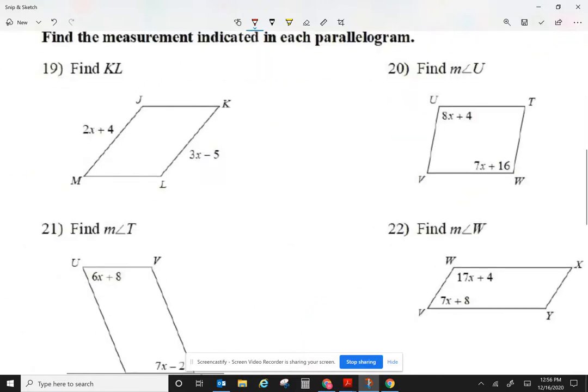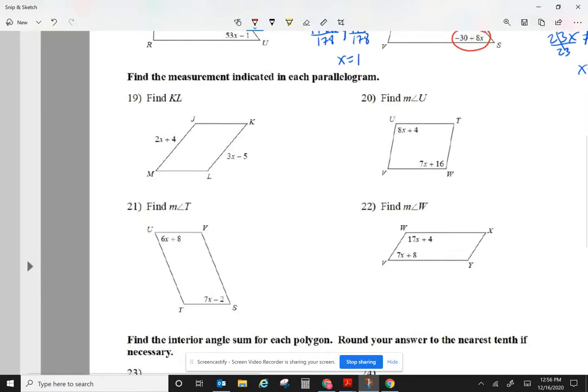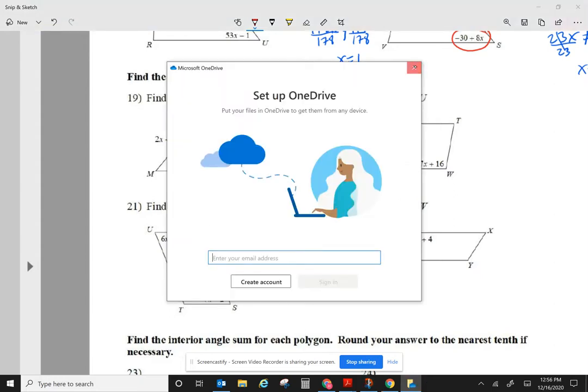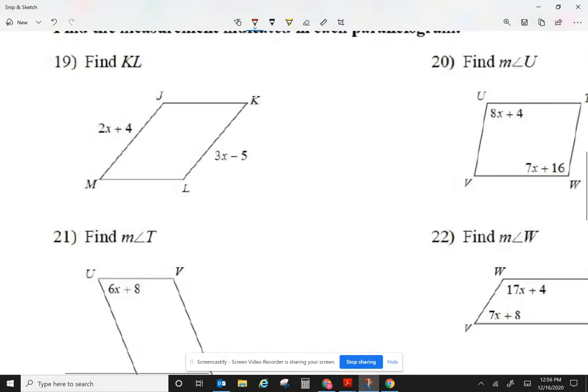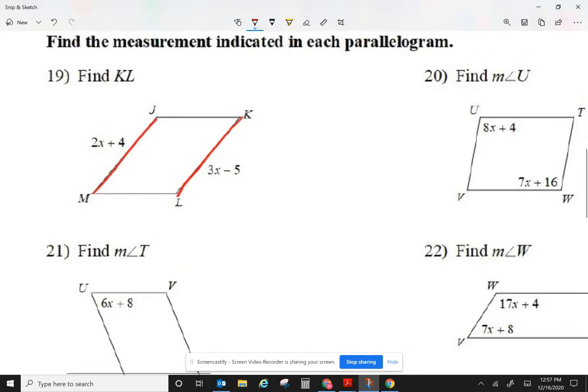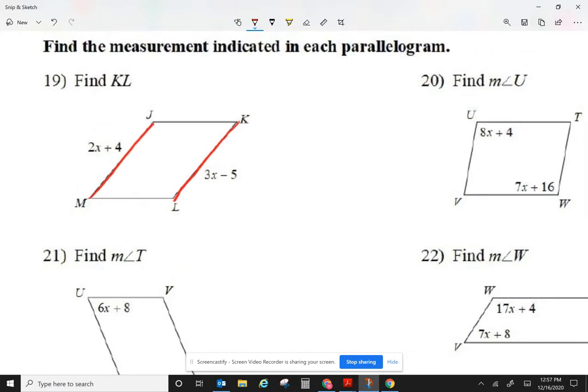Now let's take a look at parallelograms. Now, with parallelograms, when the measurement is outside, I'm dealing with sides. So here, the numbers are outside, I'm dealing with my two sides. It says find the measurement indicated in each parallelogram. On a parallelogram, the two sides that are parallel are also the same length. So let me solve for x first by letting each side equal each other.